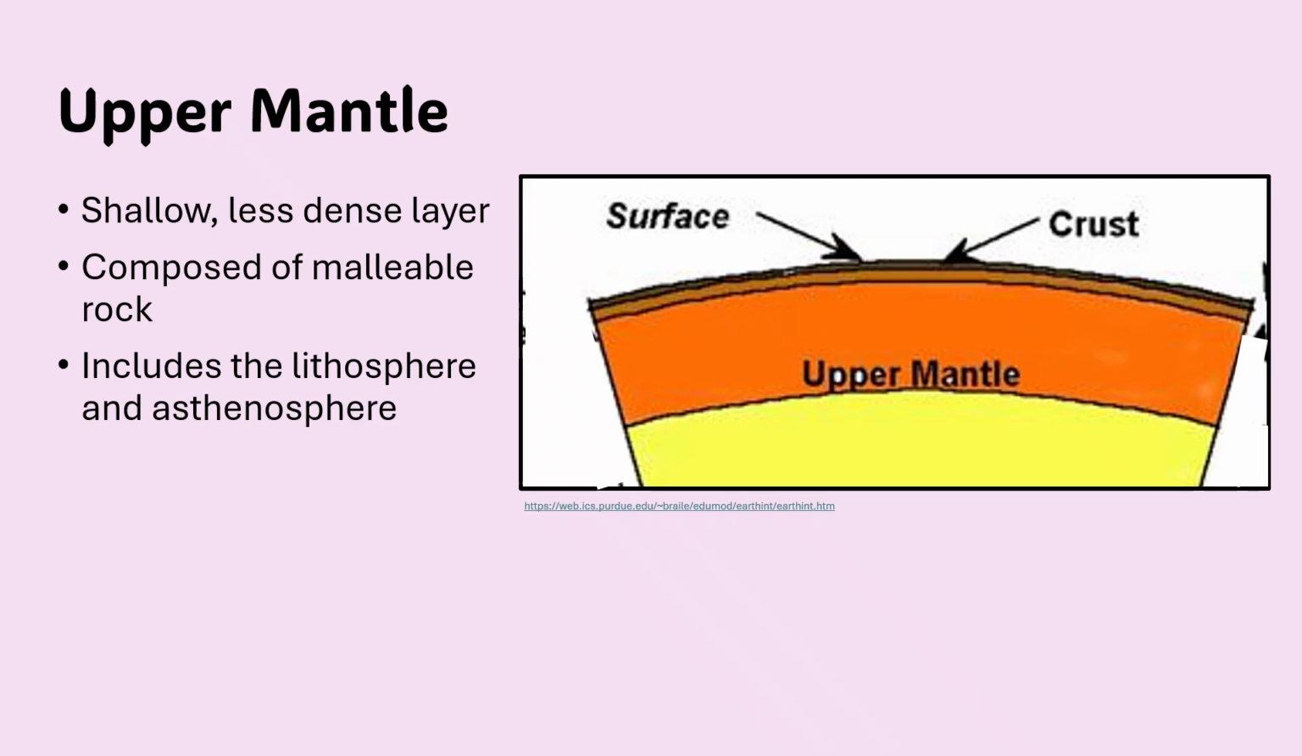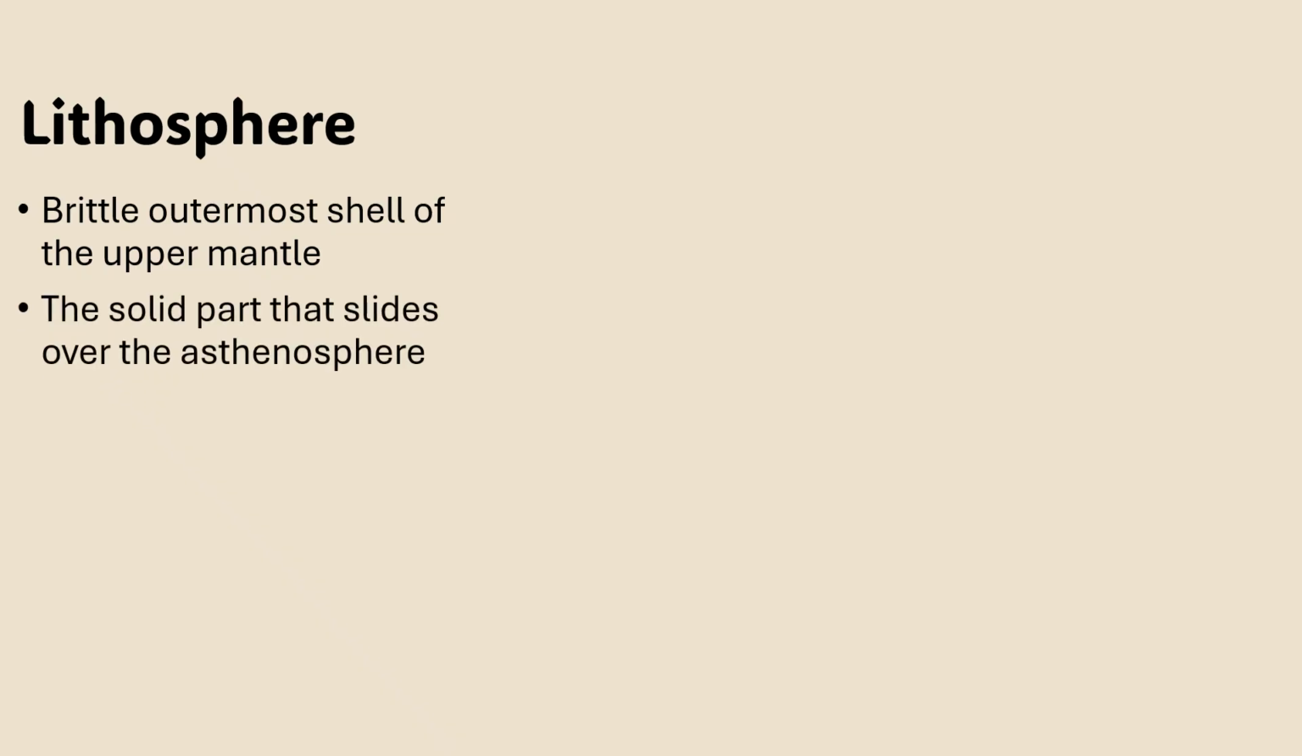Now let's dive into this and talk firstly about the lithosphere. The lithosphere is a brittle outermost shell of the upper mantle. It's the solid part that slides over the asthenosphere.